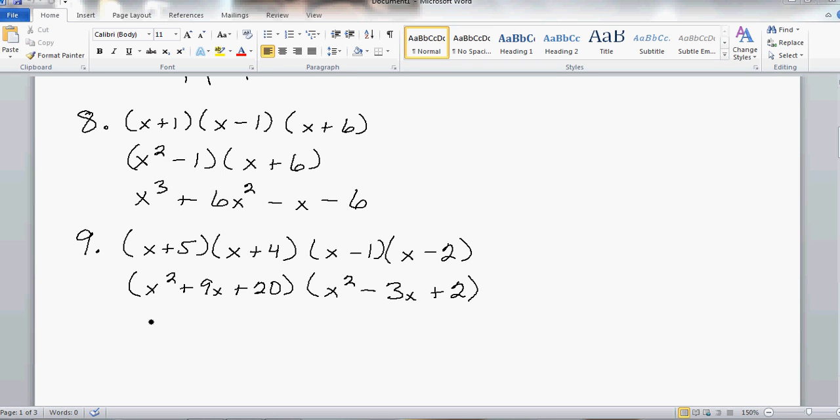But realize what we end up with is x to the 4th plus 6x cubed minus 5x squared minus 42x plus 40. And that is taking x squared times this, times this, times this. 9x times this, this, and this. And 20 times this, this, and this.